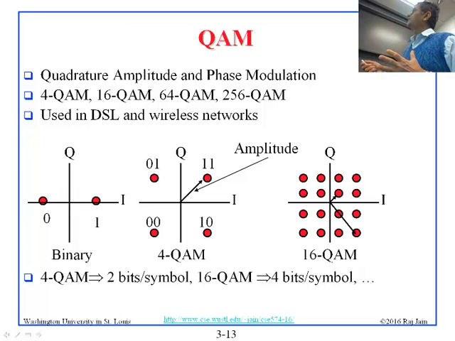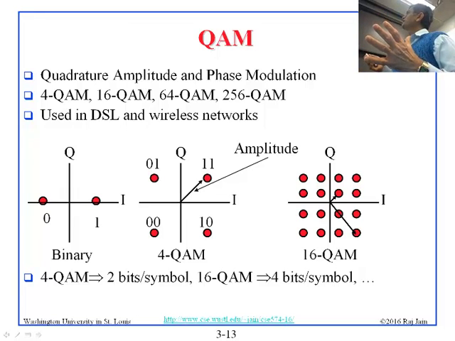What is the amplitude? Amplitude is the distance from the origin. So this point has an amplitude of that one. This point has the same amplitude, this point has the same amplitude, this point has the same amplitude. So all 4 points are different phases only. Right? But there are 4 points, so we call it 4 QAM. But you don't need to have 4. You could have 16. How 16?